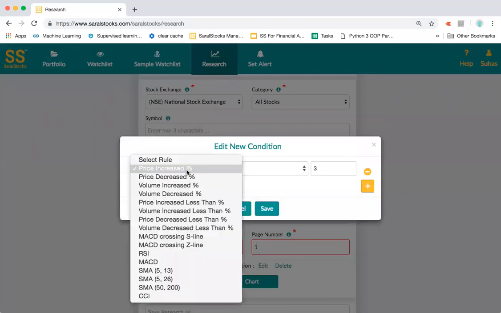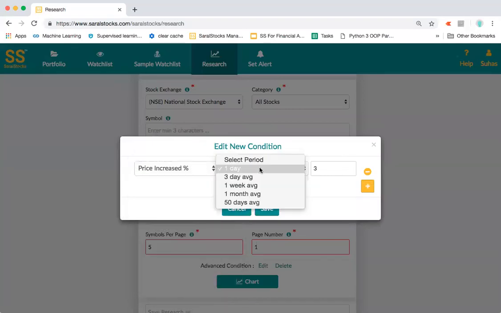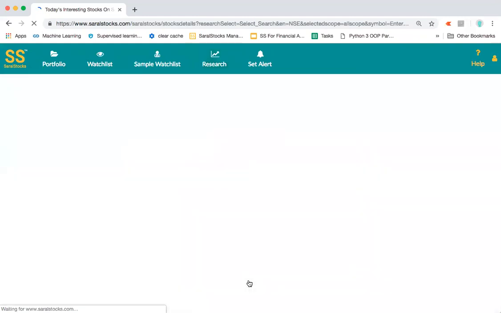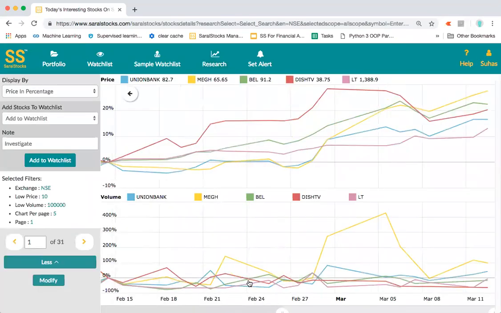as price increased in 1 day of 3%. Okay. I click on the chart button, and now I see multiple stocks that will get selected based on those criteria that we put in.